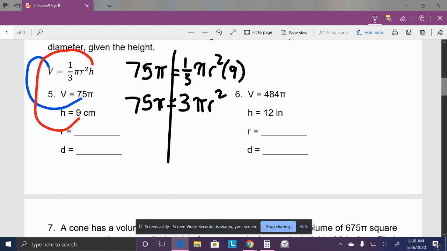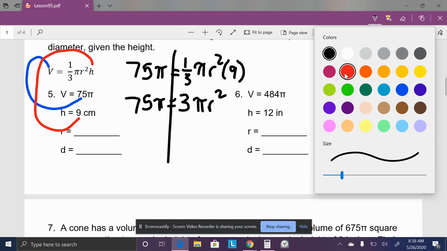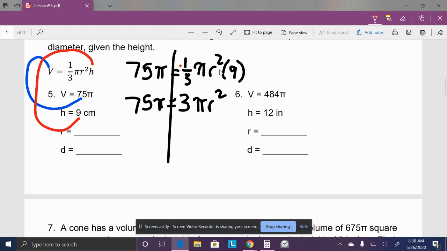Bring everything else down. All right, so how did I get that 3 again? I took 1/3 times 9, which is 3. So we have 3 pi, or just do 9 divided by 3. That's the shortcut way I did in my head. So we have 3 pi r squared on this side, 75 pi on this side.